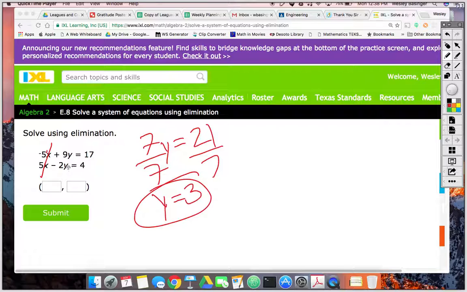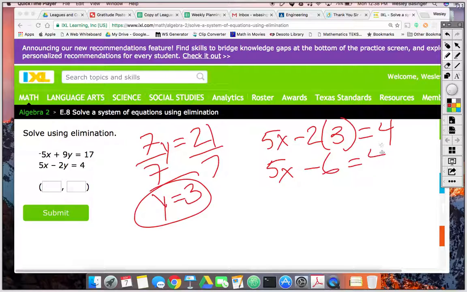However, you still need an x value, so you would go and use either the first equation or the second equation to solve for x. I'm going to use the second, so I would say 5x minus 2, and then here's where you would substitute this known value for y, 3, into this variable for y. So I'm going to put a 3 right there, and it has to equal 4. Work it all out, so I would do 5x minus 6 equals 4.